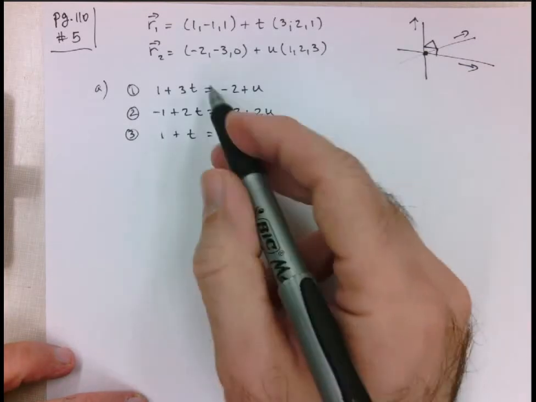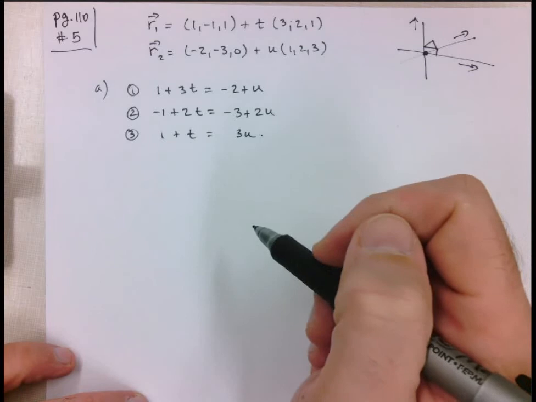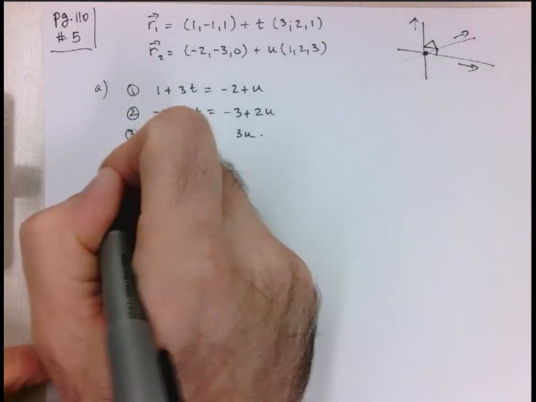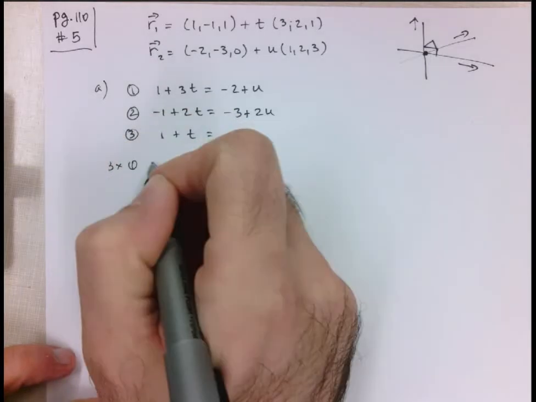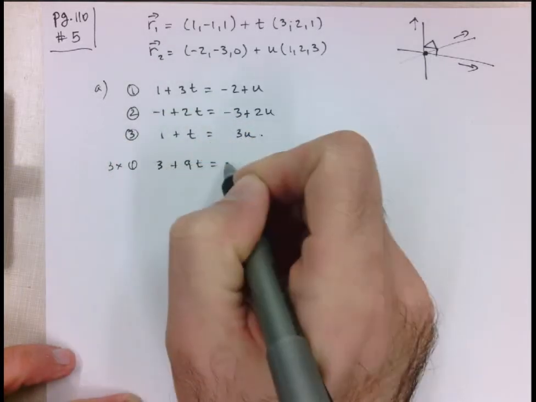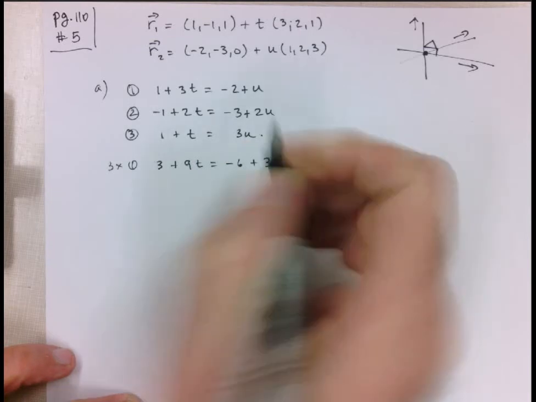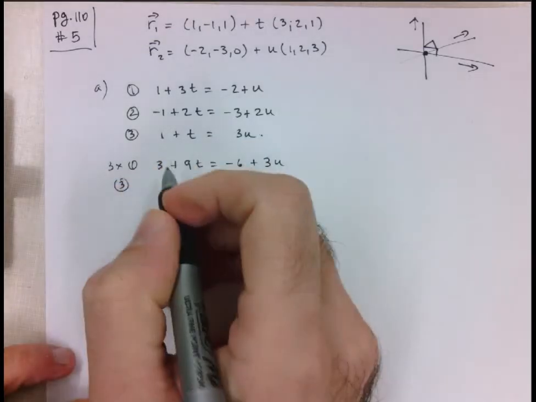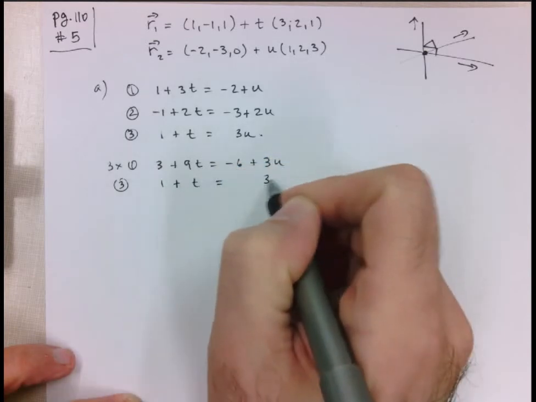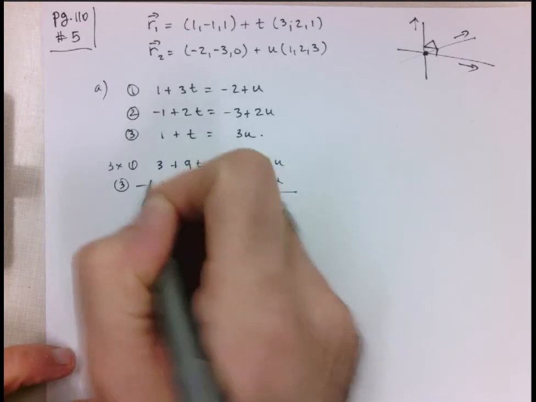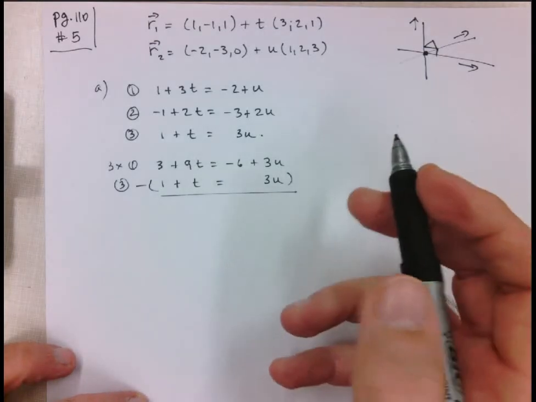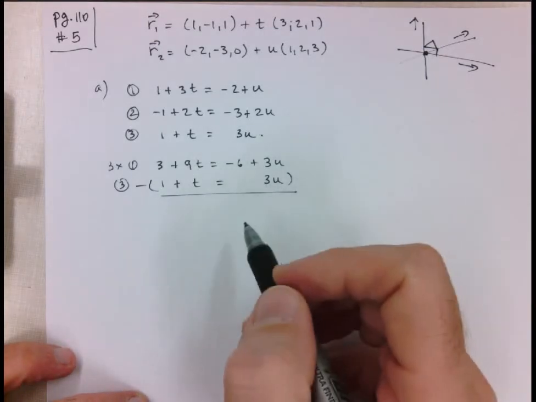Here I can't say that there's an obvious set of equations to take, so we'll take 1 and 3, and we'll get rid of the u's. So we'll multiply equation 1 by 3, and what do we get? We get 3 plus 9t is equal to negative 6 plus 3u. Then we'll take equation 3, and we can leave that as 1 plus t is equal to 3u, and then we can subtract. Notice here I didn't simplify the equations first. I could have done that, but especially with this 3u, I figured I'd get right to it.